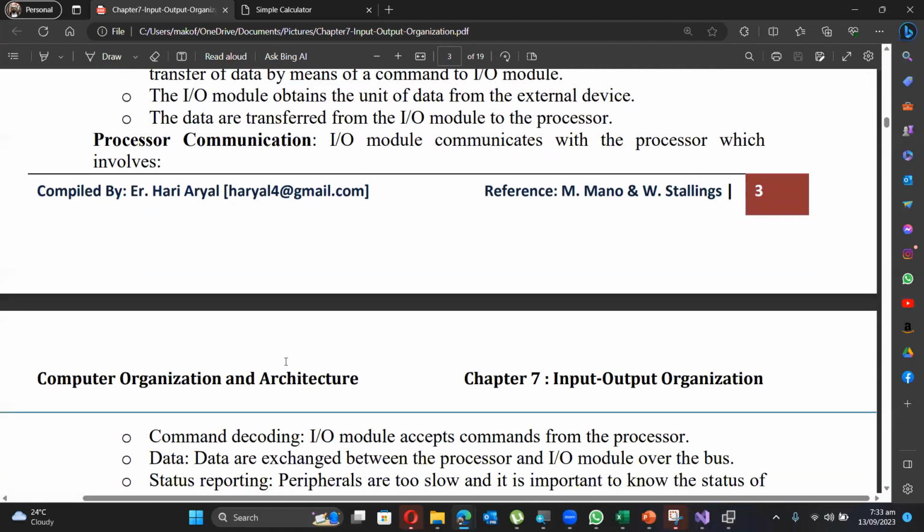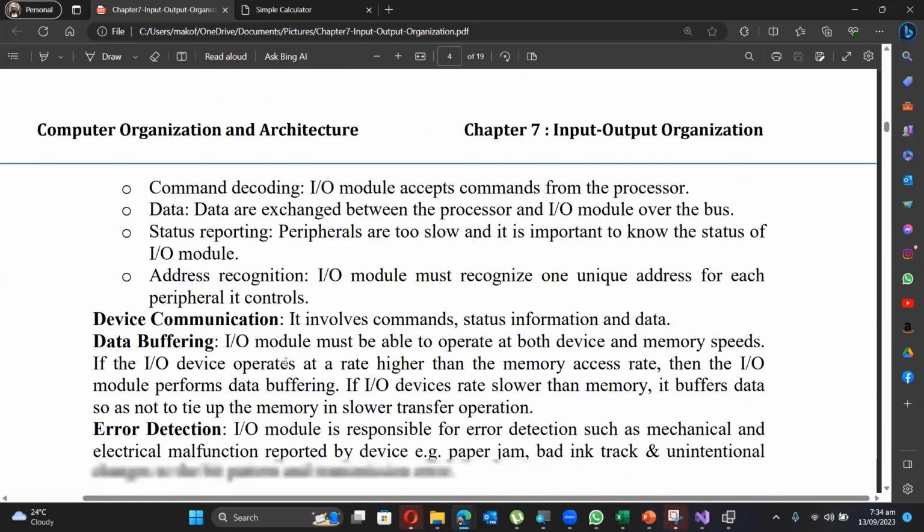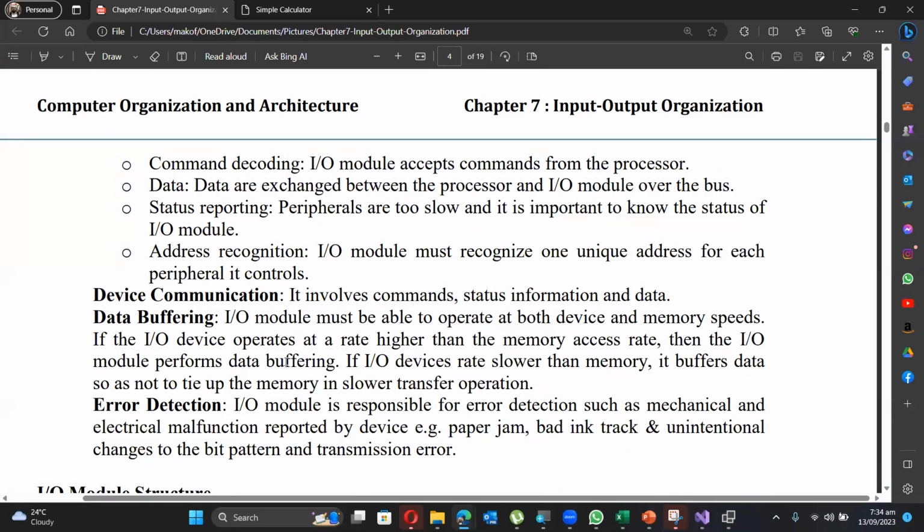Now, it is also there to do processor communication. The IO module communicates with the processor, which involves the following. It involves decoding of the command from the processor. It involves the exchange of data from the processor to the IO module over the bus line. It involves giving a status report, like the peripheral device is slow. So don't pull the data quickly, relax so that you can match up with it, and so on and so forth.